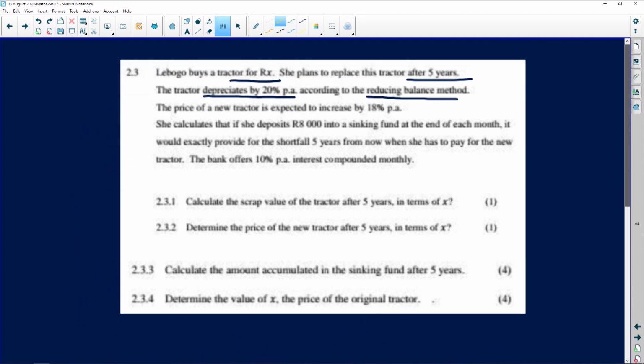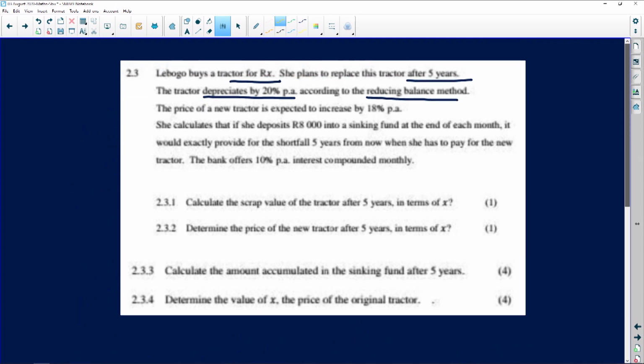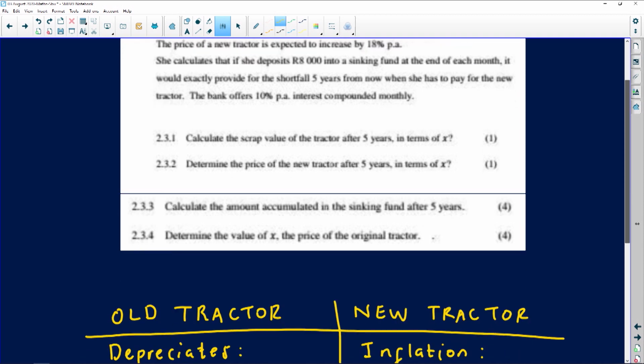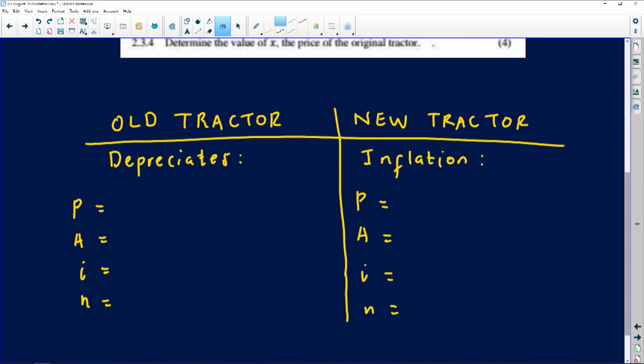So the first part they told us, they said it depreciates by 20% on reducing balance method. So let's come back. 20% on reducing balance method. The old one is depreciating. 20% is just 0.20. On reducing balance method, that tells you the formula we're going to use is A equals P into (1 minus i) to the power of n. If they said straight line, we're going to use 1 minus i times n.